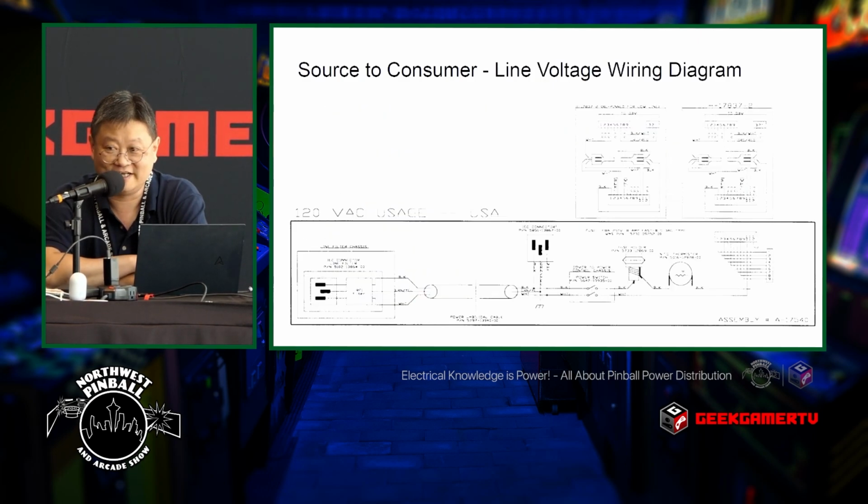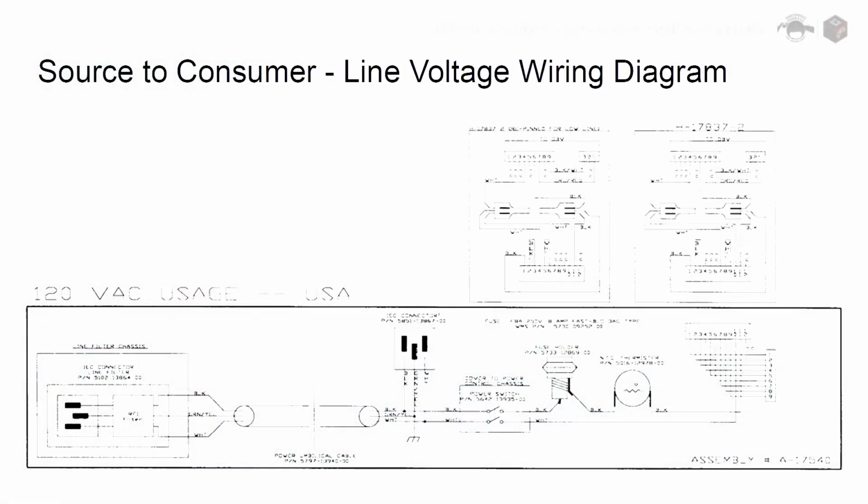So this is the diagram that tells you how the transformer is wired and what the selections are, and it's kind of complicated, so I don't want to go into it too much, but at least the transformer selections. But what I do want to do is discuss the line voltage. The 3 prongs are your hot, neutral, and ground wires that come into your machine.